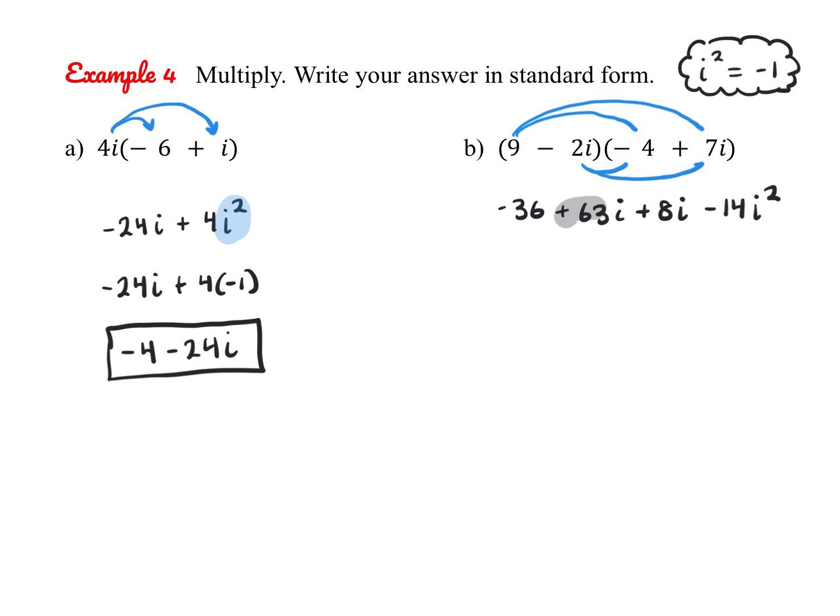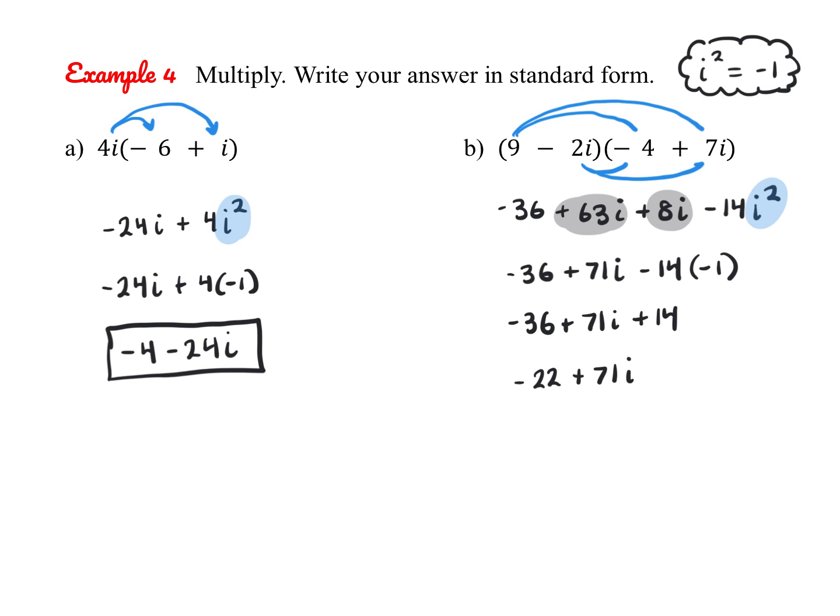So you might notice here we have 2 i terms that we can combine. So that gives us negative 36 plus 71i minus 14 times, remember this i squared term, we will always simplify to negative 1. And now I just need to take one more step. It becomes plus 14, so I just need to combine like terms, and then I'm done. So negative 22 plus 71i.